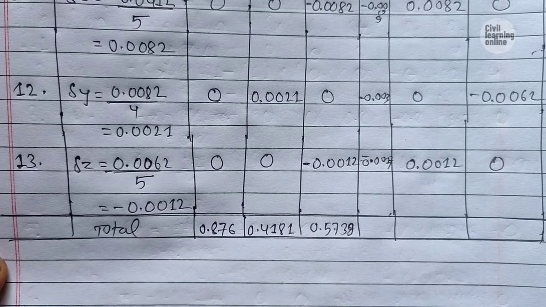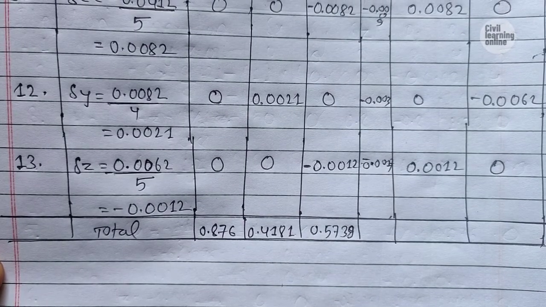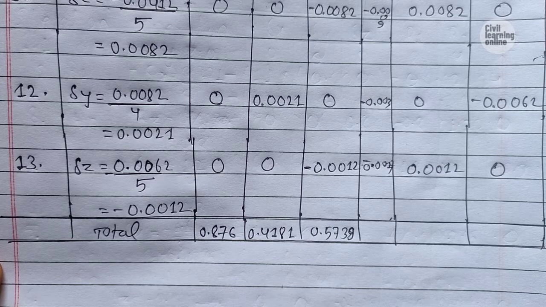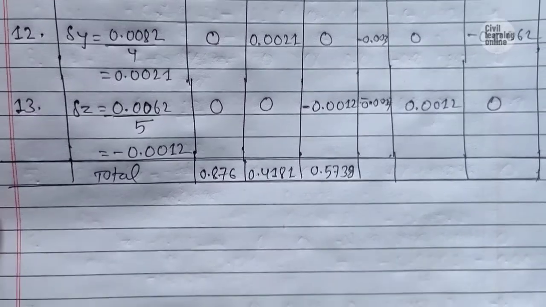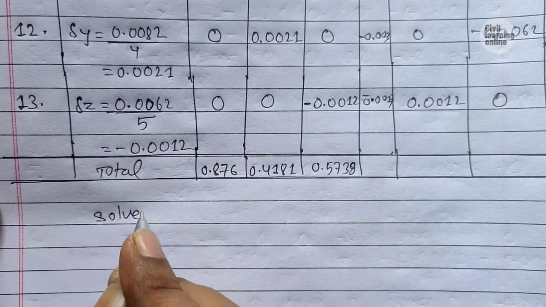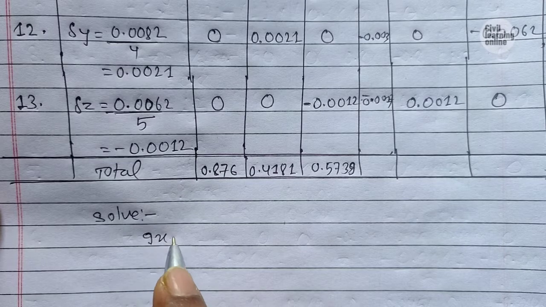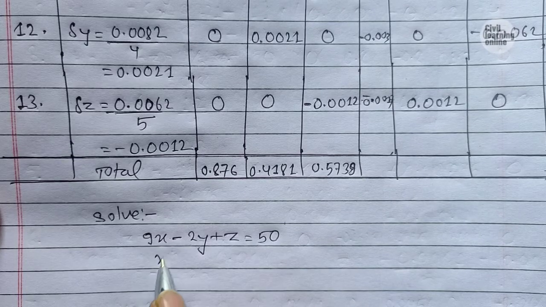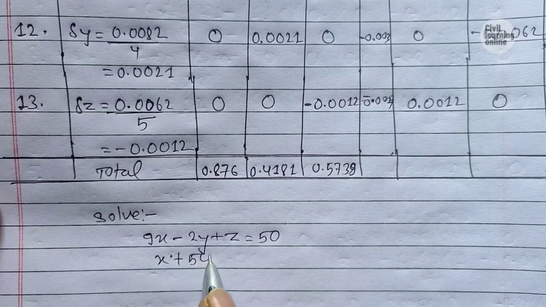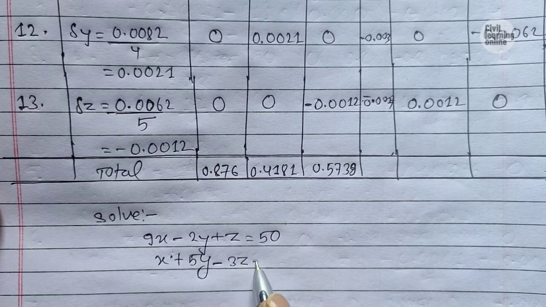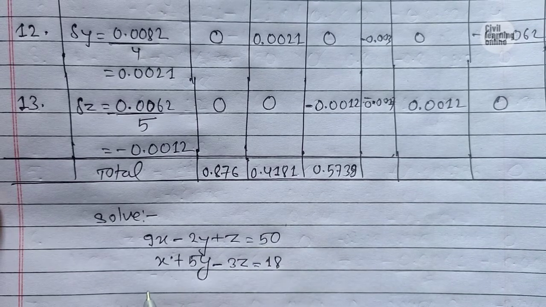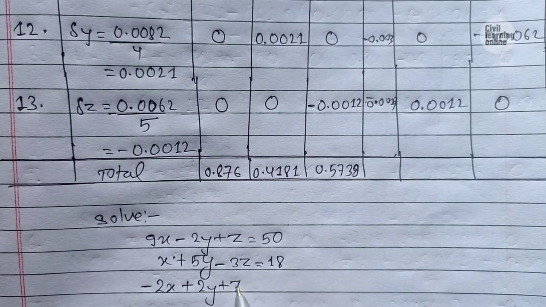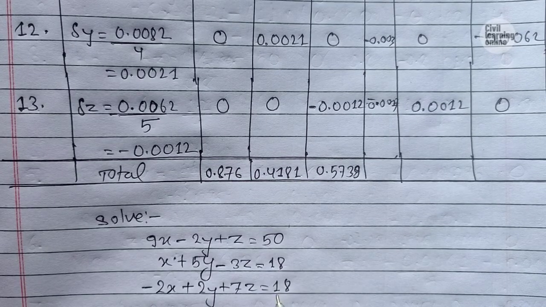Now time for homework for you guys, and I'm going to write a question here which you have to solve using this relaxation method, and the question is: solve 9x minus 2y plus z equals 50, and x plus 5y minus 3z equals 18, and minus 2x plus 2y plus 7z equals 19.